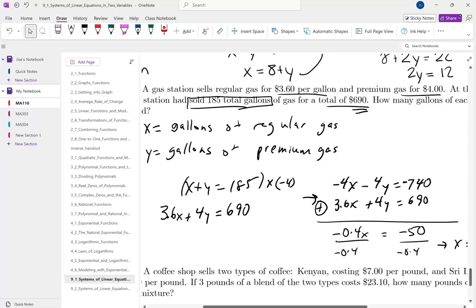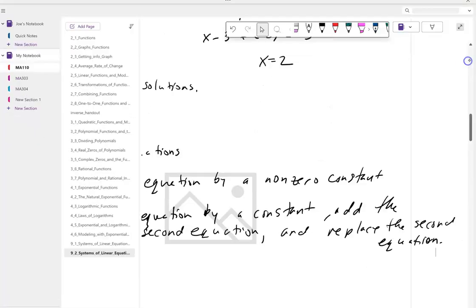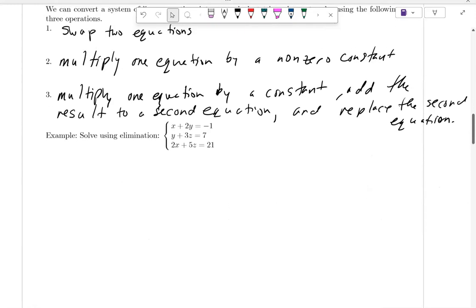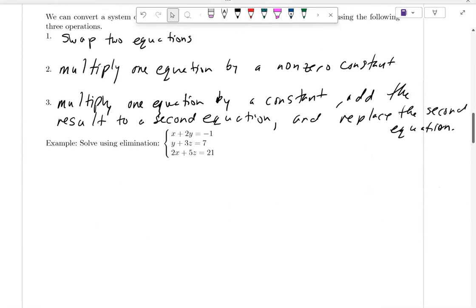So let's do that. Let me switch back over here. Okay. Here is our system of equations. It's not written particularly nicely here, so let me just rewrite it so that we can see what's going on. I've got x plus 2y. I'm going to leave a gap for the z. And then I've got y plus 3z equals 7. And I've got 2x plus 5z equals 21.